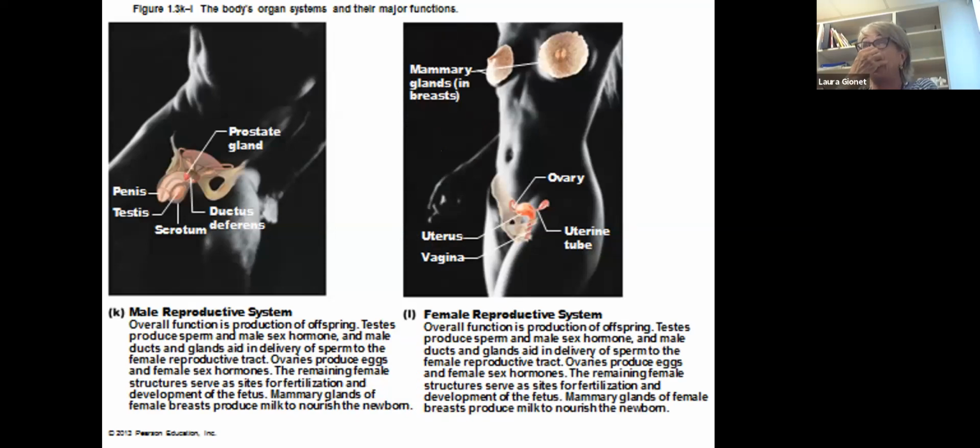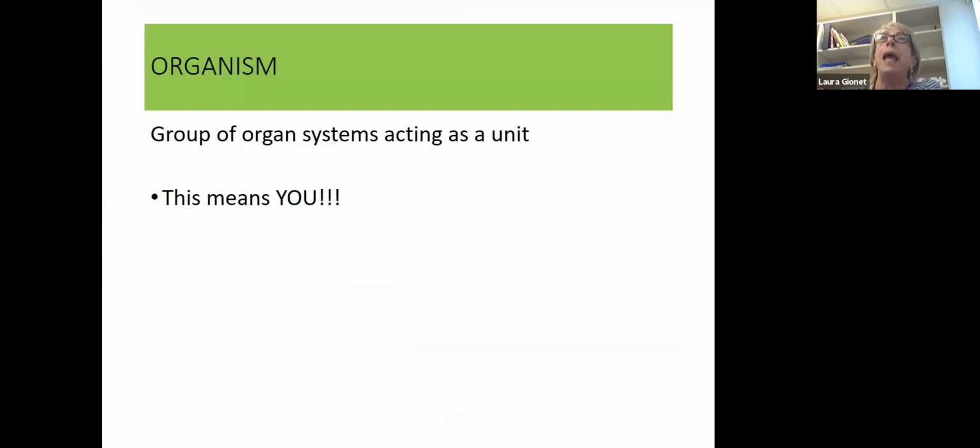We have the reproductive systems, which need to function appropriately to keep reproducing our animal. All animals need to be able to reproduce. And so the only way we can have a successful species is to be able to reproduce them. And then all the systems come together. And so a group of organ systems acting as a unit is an organism. And that's an example of you, your dog, your fish, your cat, whatever's in your environment, maybe snakes out in the backyard.